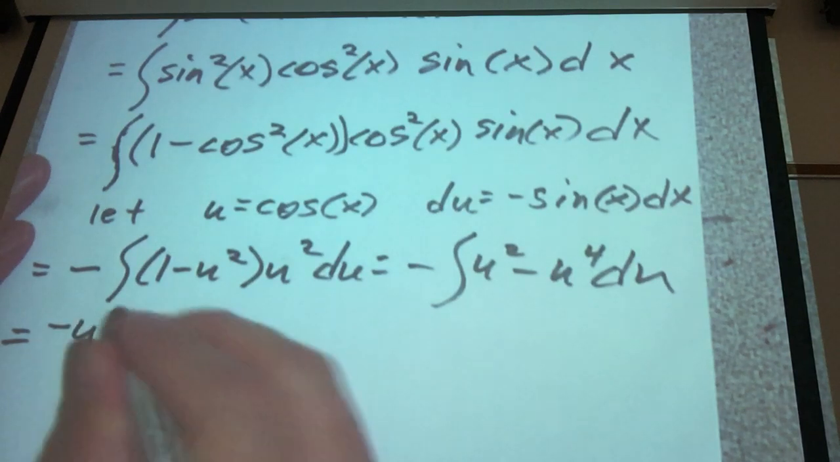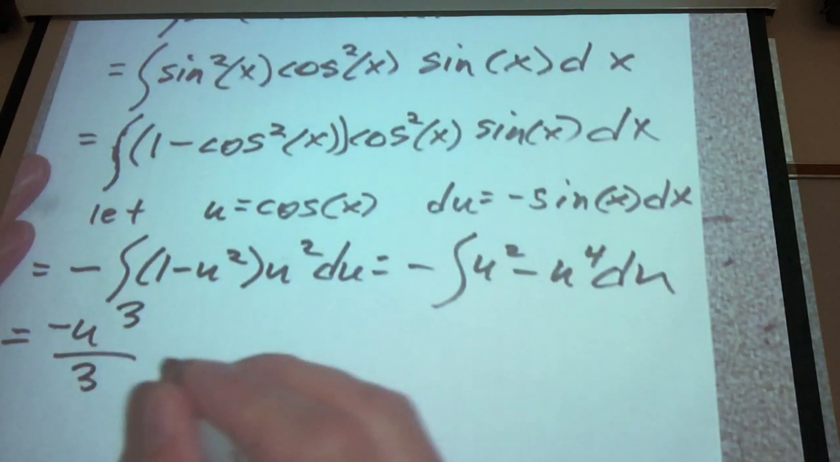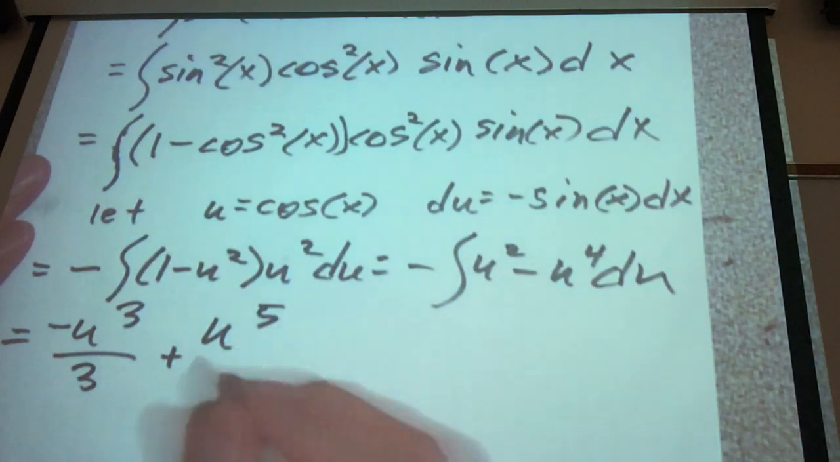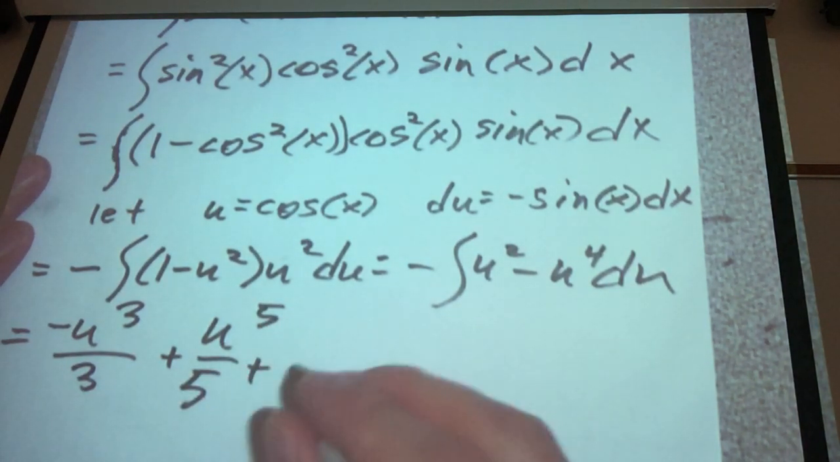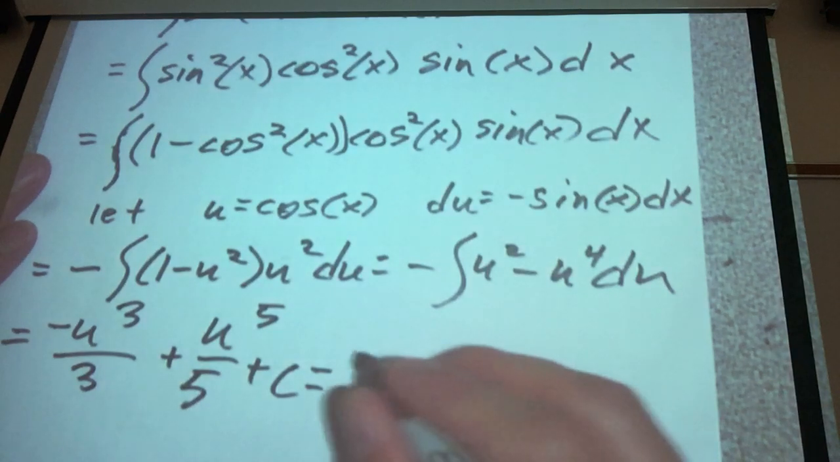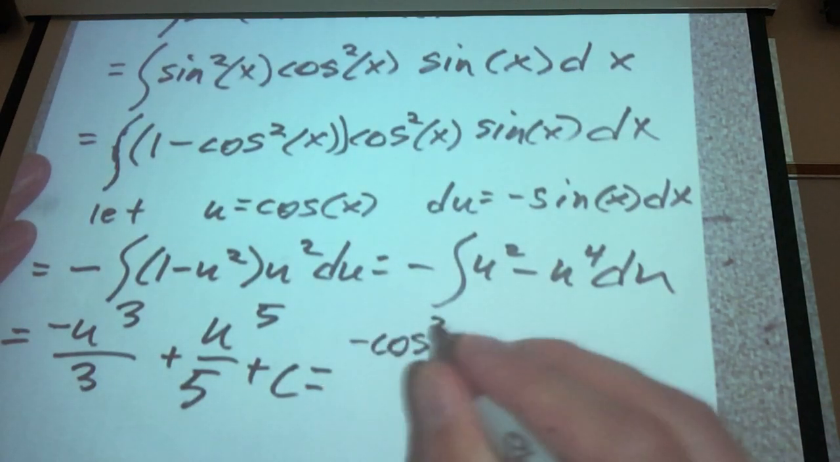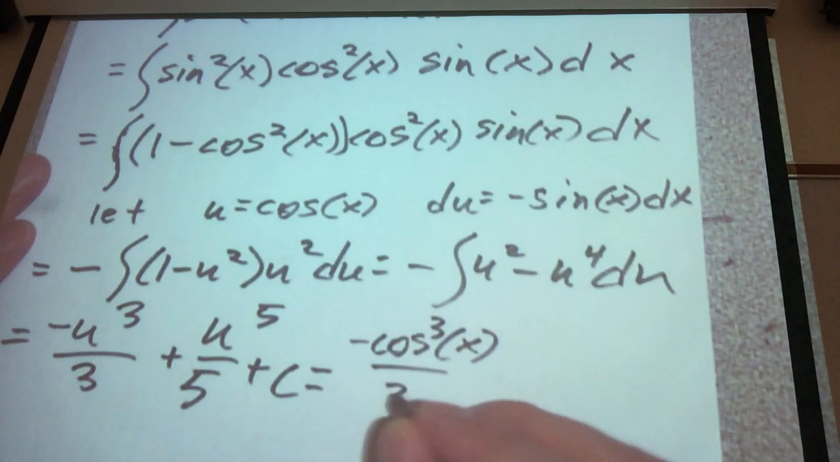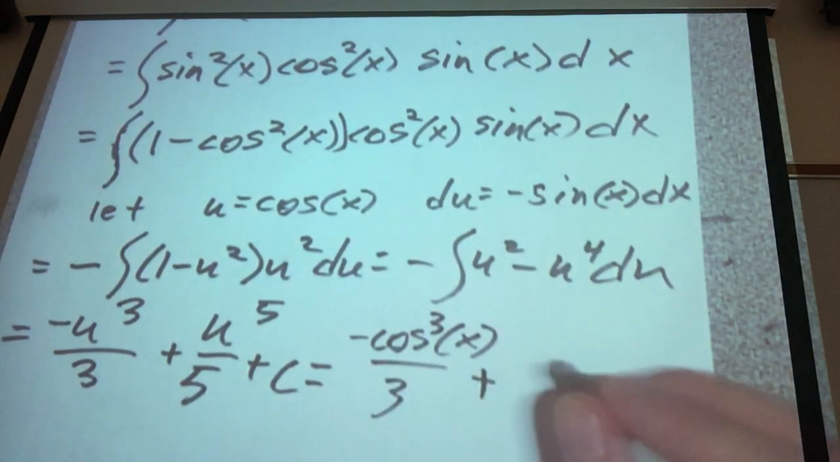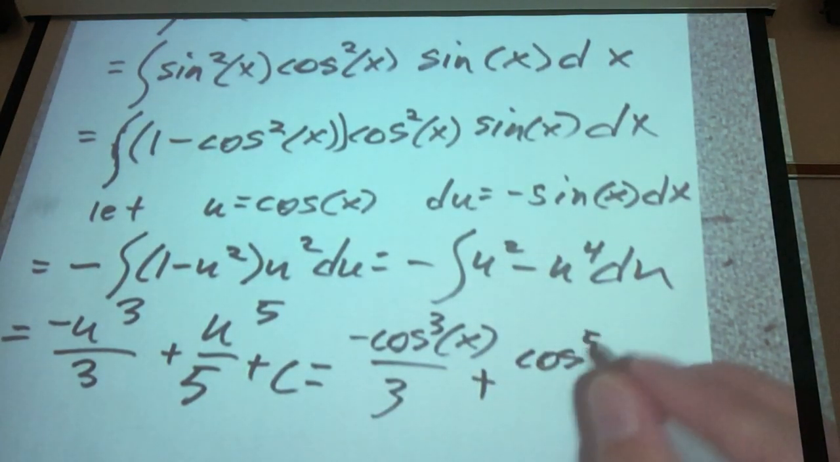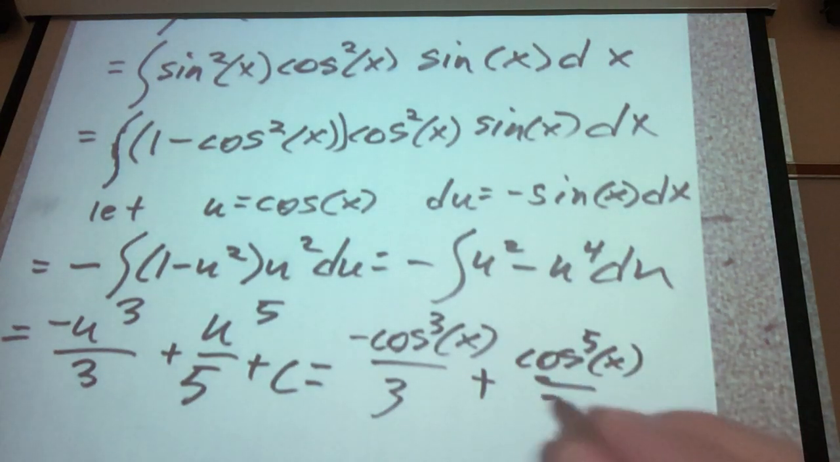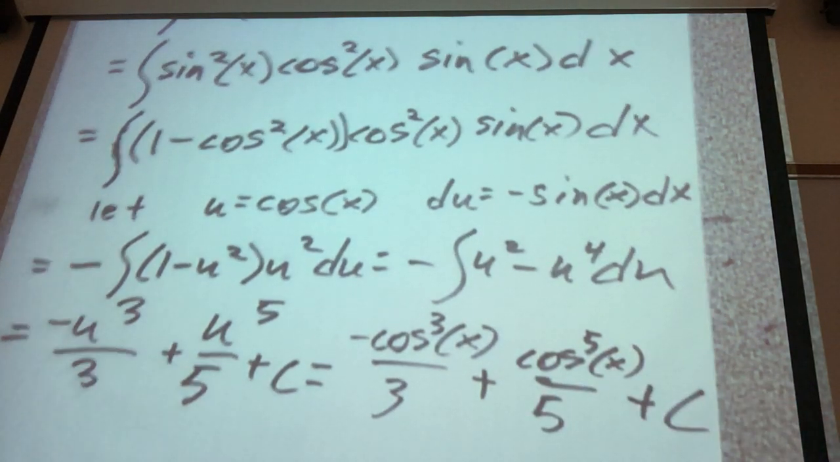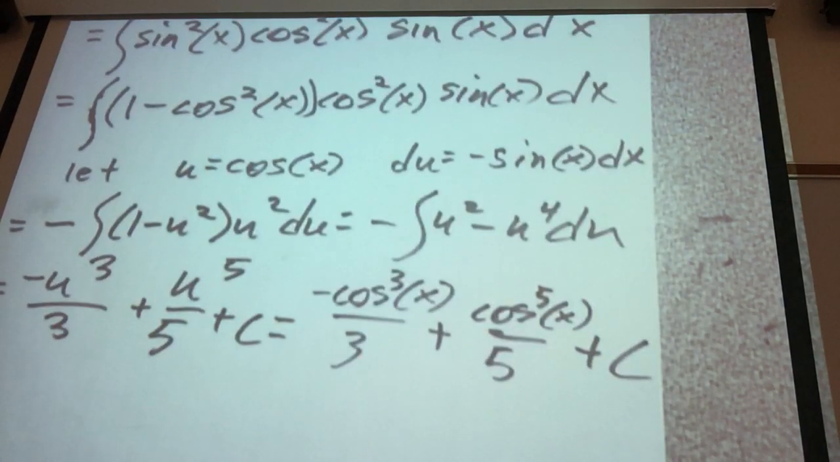So that would be negative u cubed divided by 3 plus u to the fifth divided by 5, plus a constant, which would equal negative cosine cubed of x divided by 3, plus cosine to the fifth of x divided by 5, and we put on that extra plus c right there. All right. So that's an improper integral and a trigonometric integral.